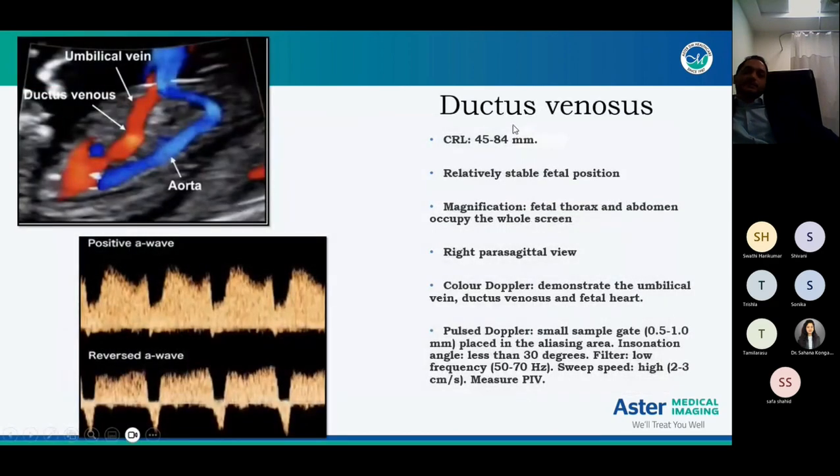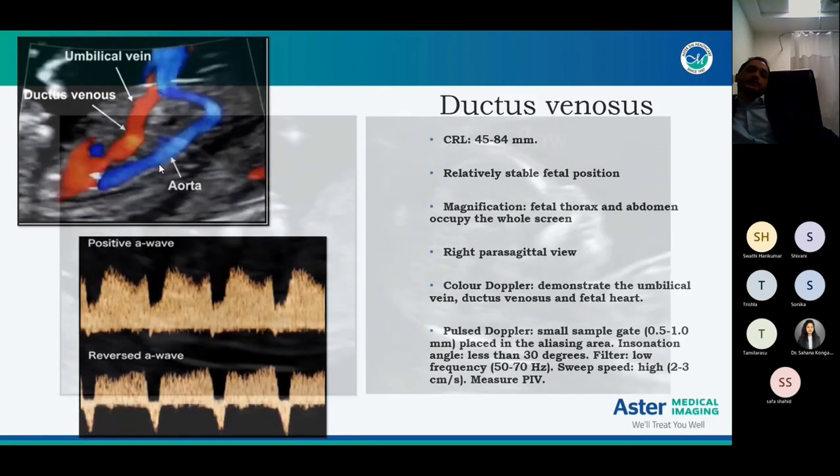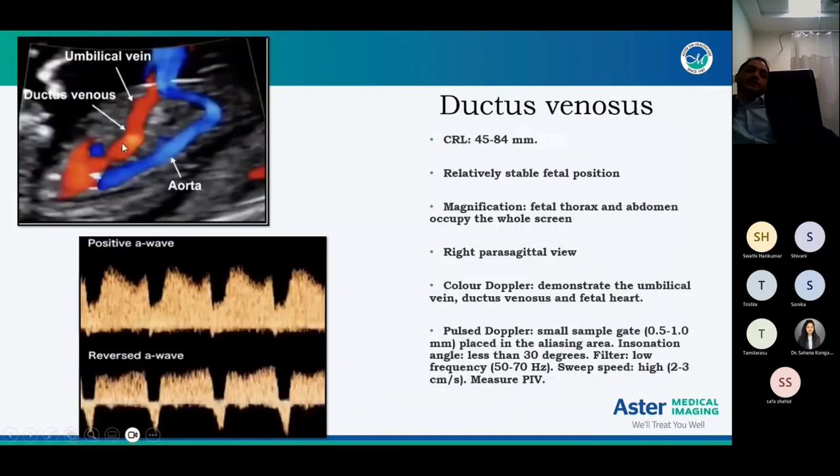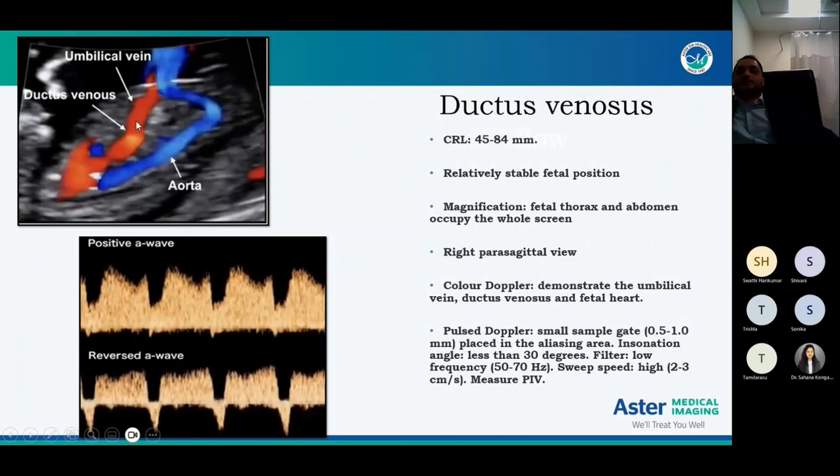Next sonological marker is the ductus venosus flow. So trace right from the umbilical cord insertion. What we did in the NT and NB images, we zoomed the head and upper thorax. For ductus venosus, we have to magnify the fetal thorax and the abdomen of the baby to occupy the whole of the screen. And then put on your color Doppler to demonstrate the umbilical vein right from the site of cord insertion and trace it to the fetal heart.